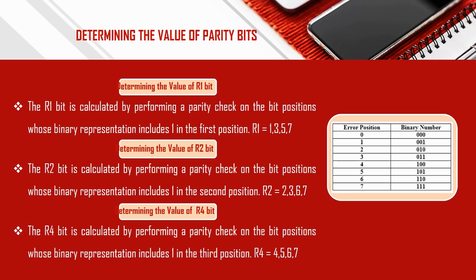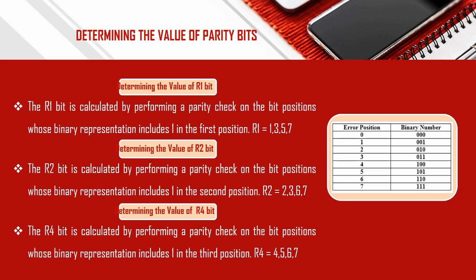At these positions, in these binary numbers, we can see 1 in the first position. So the value of R1 can be calculated using the values at the first, third, fifth and seventh positions. The R2 bit is calculated by performing a parity check on the bit positions whose binary representation includes 1 in the second position. When we look into the table, the positions with 1 in the second position are 2, 3, 6 and 7.